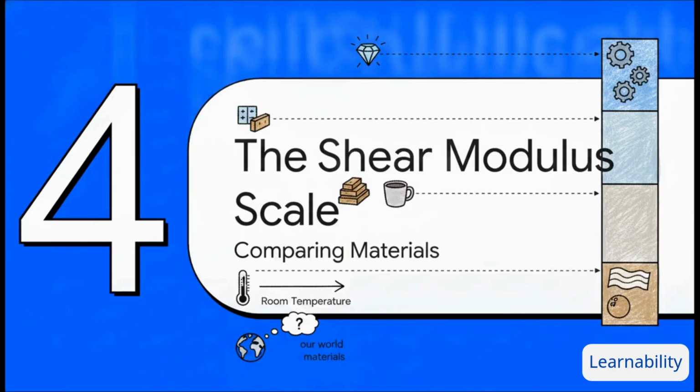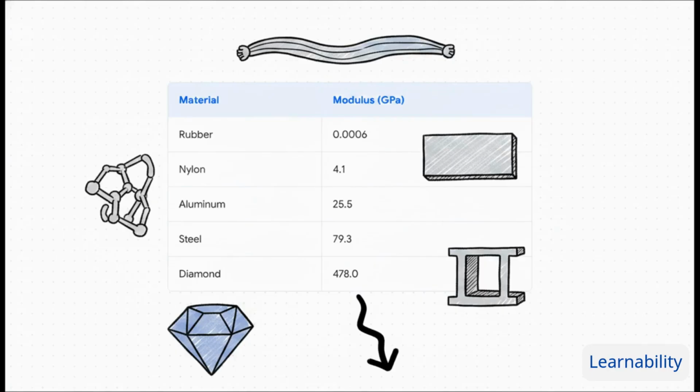Let's move to Section 4, the Shear Modulus scale. Let's move on and see how this all builds up. We're going to look at how the materials making up our world actually stack up against each other at room temperature. Take a walk through the spectrum with me.